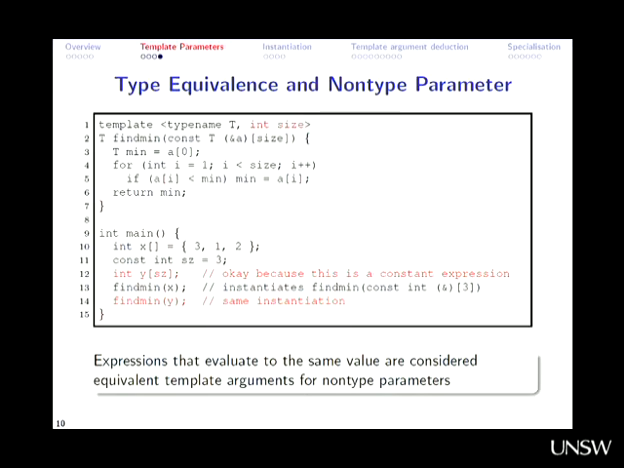Let's take a look at this example. This example has the same template that we had before, so find min is exactly the same. What's changed is the main function. The main function here has an array of 3 ints. It has a const int sz of size 3, and then we can say int y[sz], okay?